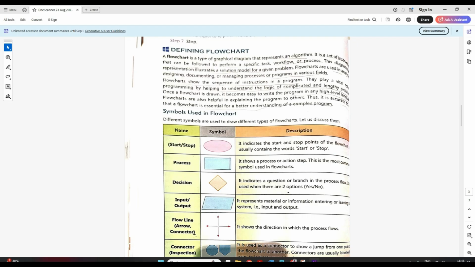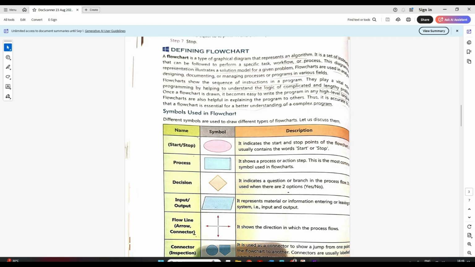Flowcharts are very helpful to understand and solve complex, complicated and lengthy problems. Because if you have thousands of lines of code, going through each line and understanding it is very tough. But if you have it in a pictorial or graphical form, it becomes very easy to understand. Flowcharts are also easy to explain to others, and they can understand the program easily.